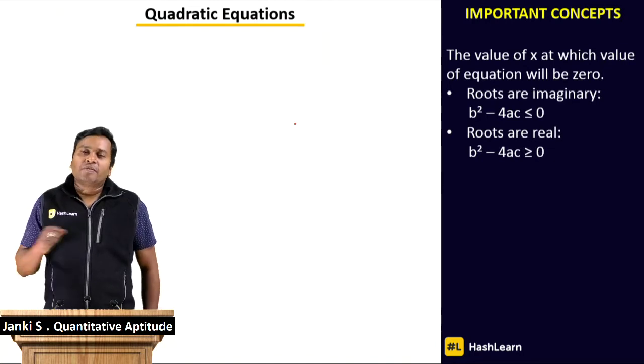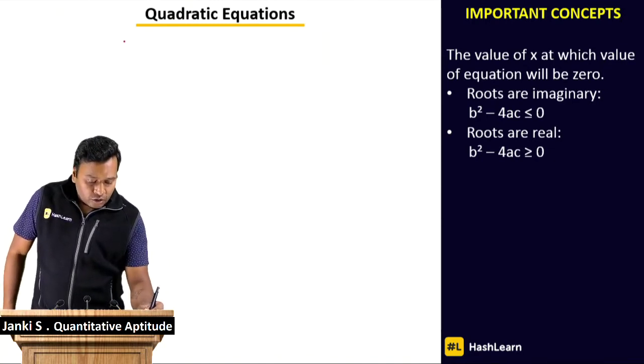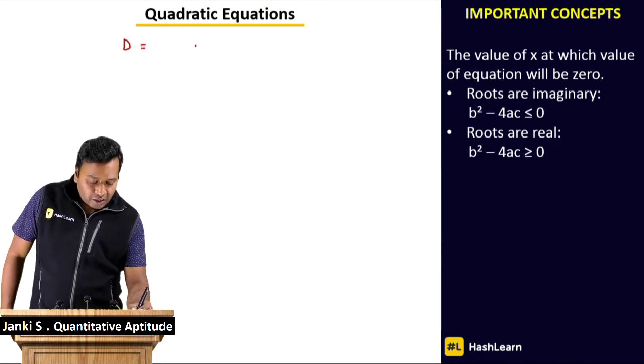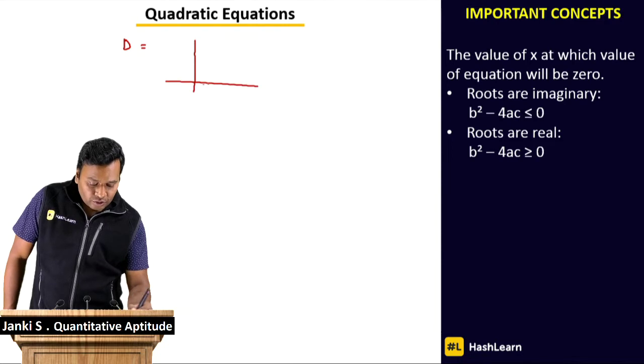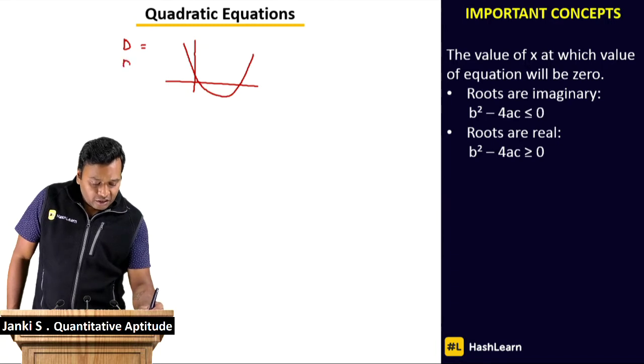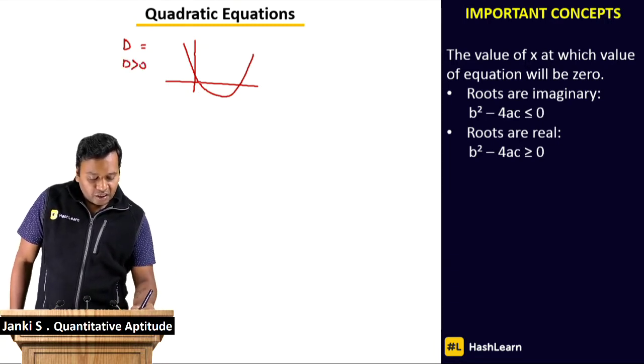So my nature of the root will always depend on the value of d. Now इस चीज को थोड़ा सा समझिए. अगर मैं कर्व बनाता हूं तो मेरा कर्व ऐसा हो सकता है, राइट. सो व्हेन d is greater than 0, my curve will be like this. That means it will cross the number line at 2 points.